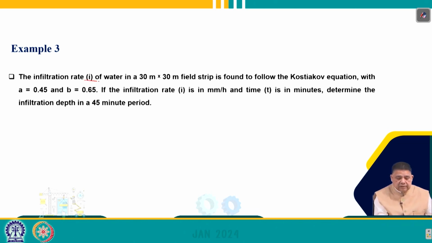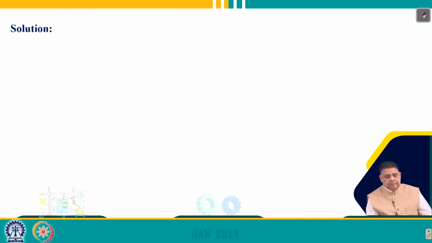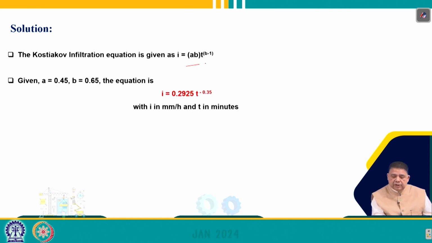We will take a problem quickly. An infiltration rate of water in a 30 by 30 meter field strip is found to follow the Kostiakov equation with A equal to 0.45 and B equal to 0.65. If the infiltration rate is in millimeter per hour and time is in minutes, determine the infiltration depth in a 45 minute period. The Kostiakov equation we already know: f equals A B T to the power B minus 1. We are given A and B, so f in terms of T comes out to be f equals 0.2925 T to the power minus 0.35, where f is in millimeter per hour and T in minutes.